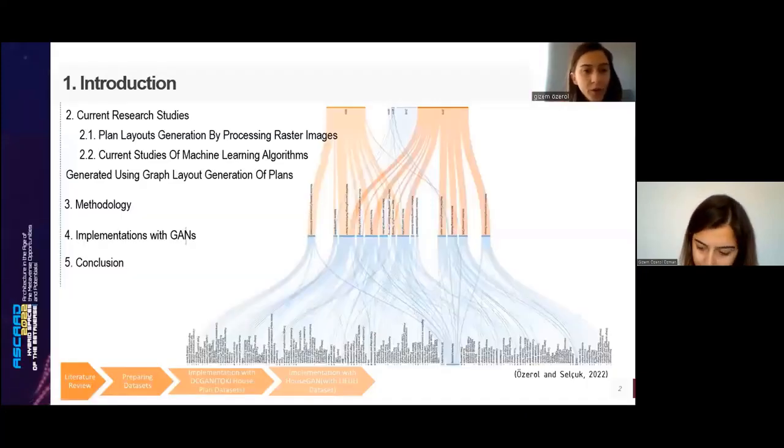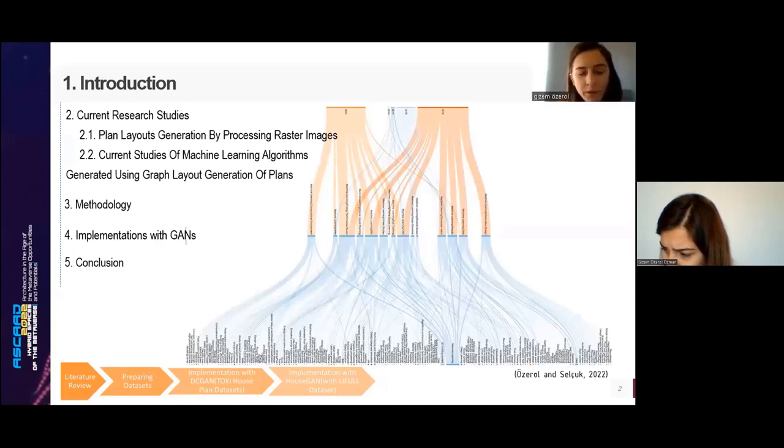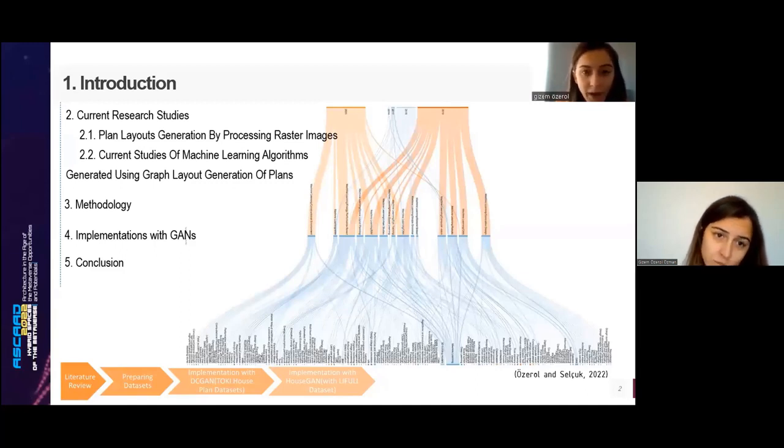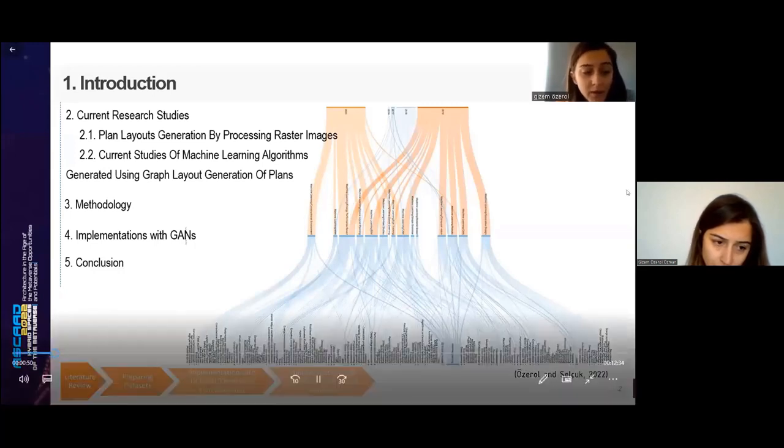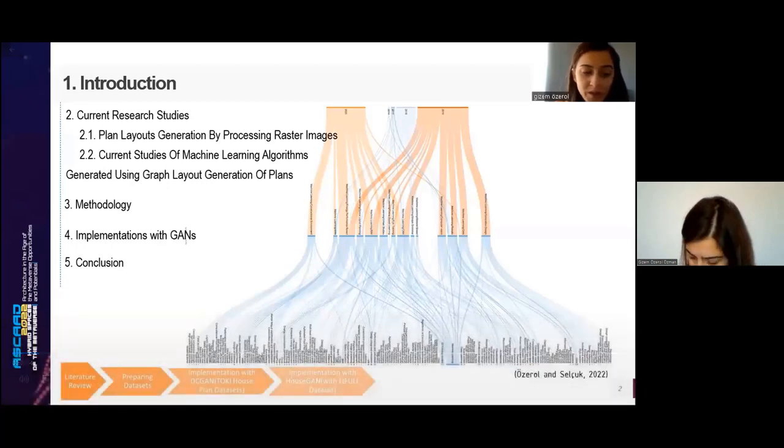The methodology of our study is, as seen here on the left side, as a result of our literature background, plan layout generation methods and algorithms were investigated at the intersection of machine learning and architecture. We examined these plan layout generation methods by gathering them in two groups: plan layout generation by processing raster images, and graph layout generation of plans. Later in our study, we realized the plan layout generation methods in these two ways.